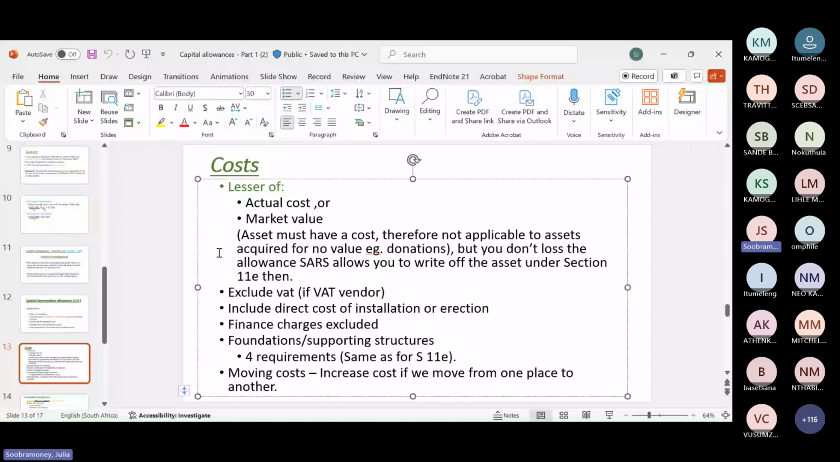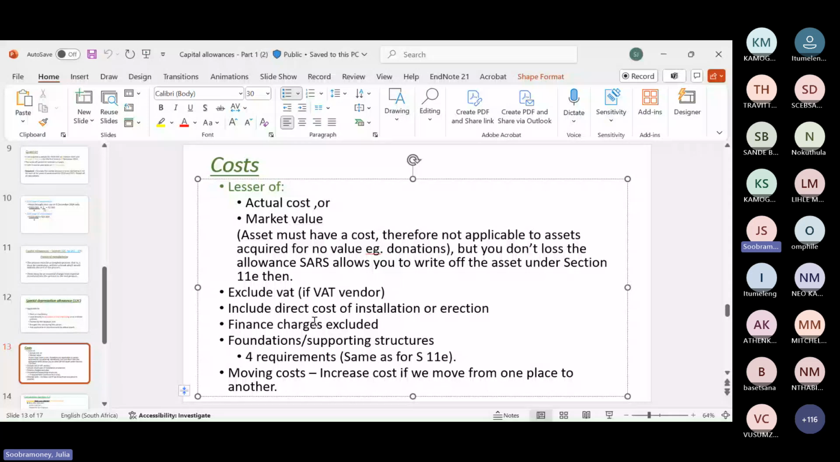Okay, then the next rules, guys, is exactly the same as Section 11E. There's no difference. It will exclude VAT if you're a VAT vendor. It will include VAT if you're not a VAT vendor. So remember, if I buy from a VAT vendor and I'm not a VAT vendor, I cannot claim it. It will include it. And so the opposite will apply. Indirect costs of installation and erection costs will also form part of the cost price of the asset. Financial charges and interest charges will be excluded.